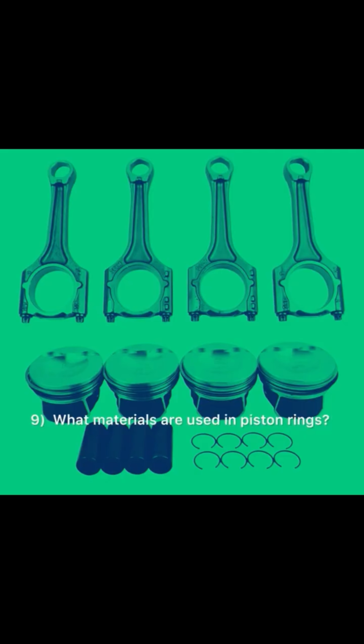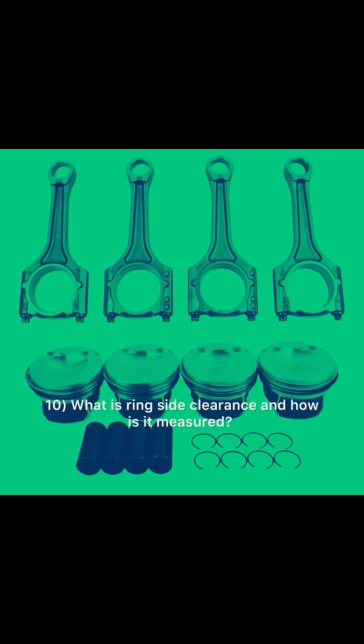9. What materials are used in piston rings? Cast iron. Ductile cast iron. Steel alloys. Stainless steel. Faced with molybdenum or chrome. 10. What is ring side clearance and how is it measured? Space between ring and groove. With a feeler gauge.